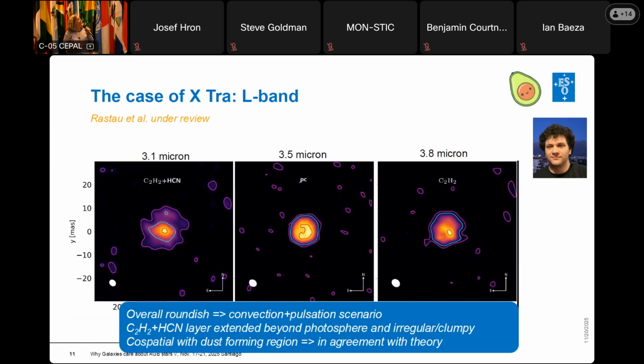Then we have the case that was analyzed by Vlad Rassau. He's not here with us. He's finishing his PhD. He was analyzing X Tra, and he found something which is spherically symmetric and sits nicely into the overall picture of convection, pulsation and dust-driven wind. So we have some stars that look normal.